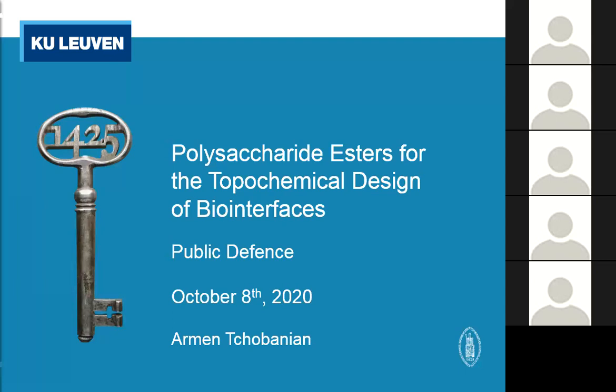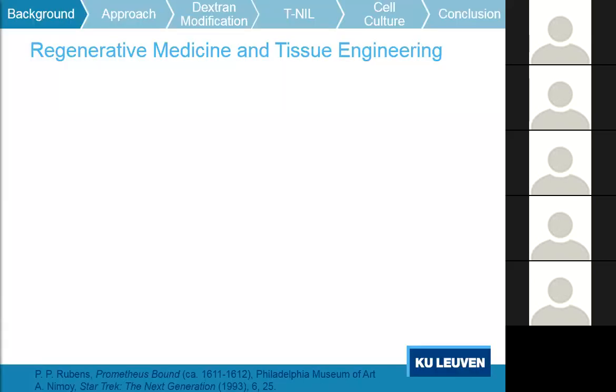the context of two larger fields. And these are regenerative medicine and tissue engineering. These are both relatively new and multidisciplinary fields that began to emerge in the late 80s, early 90s. And they aim to replace, repair, or regenerate, obviously, cells, tissues, or organs in order to restore or improve their function.